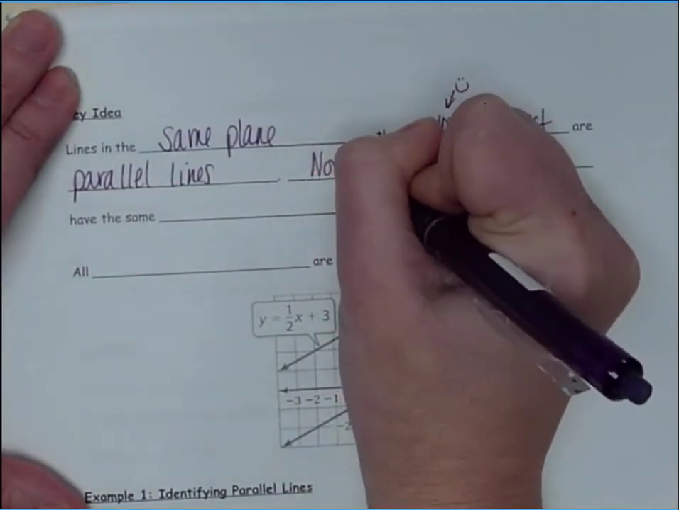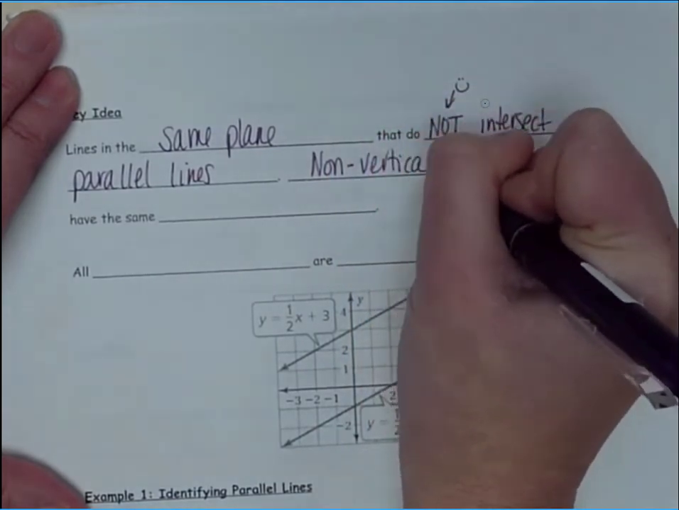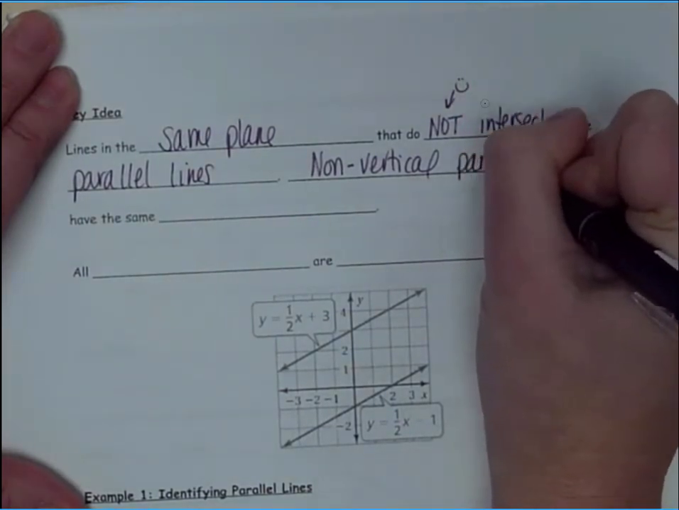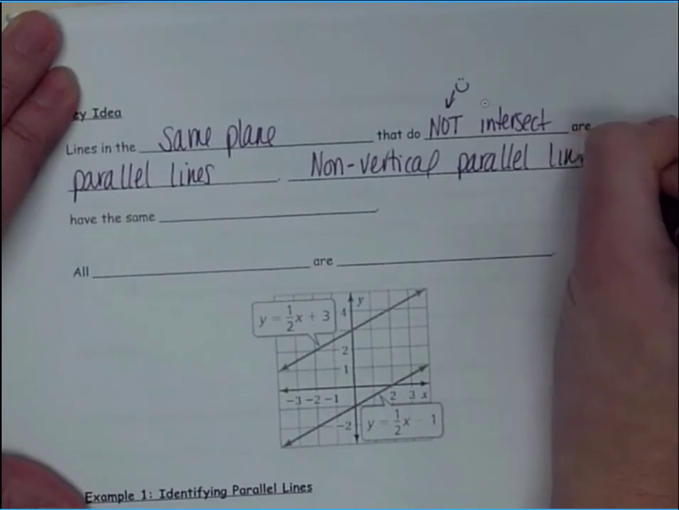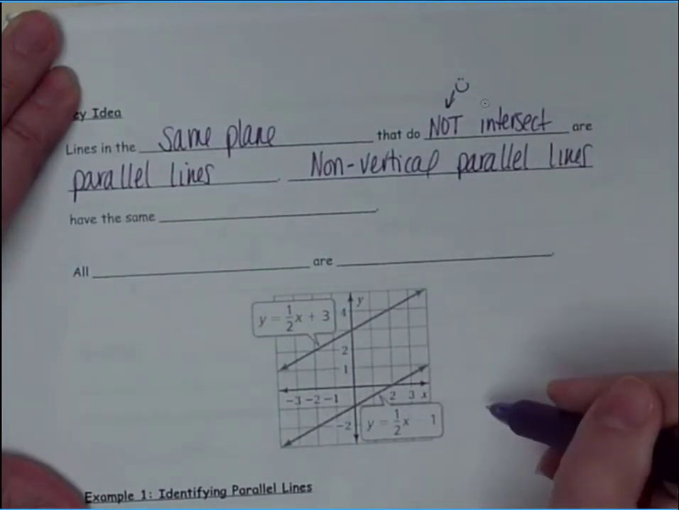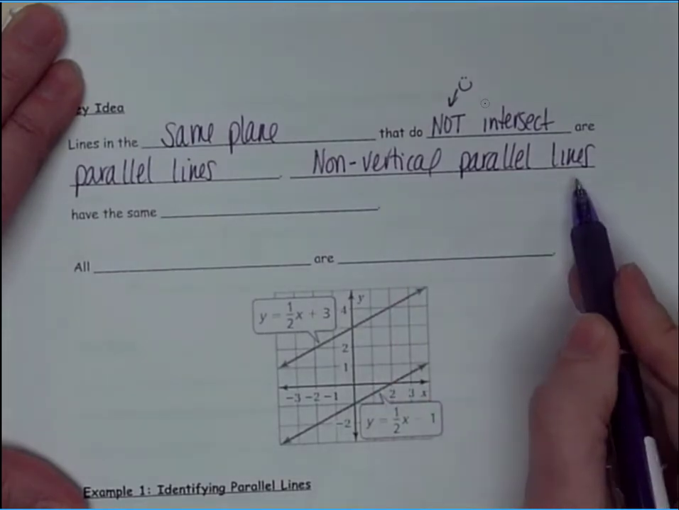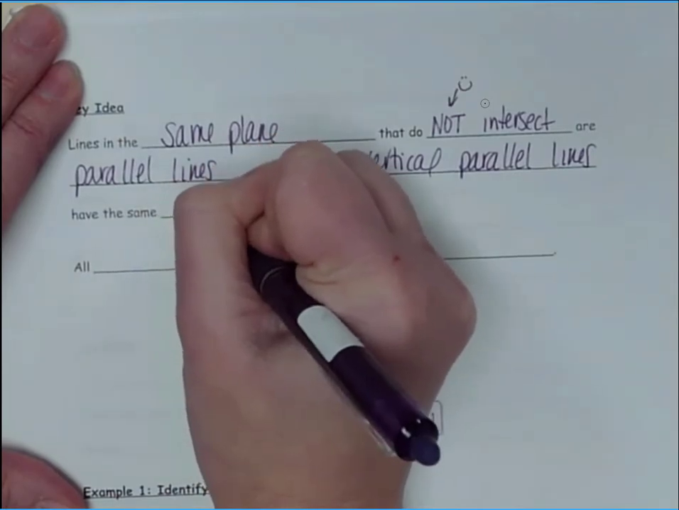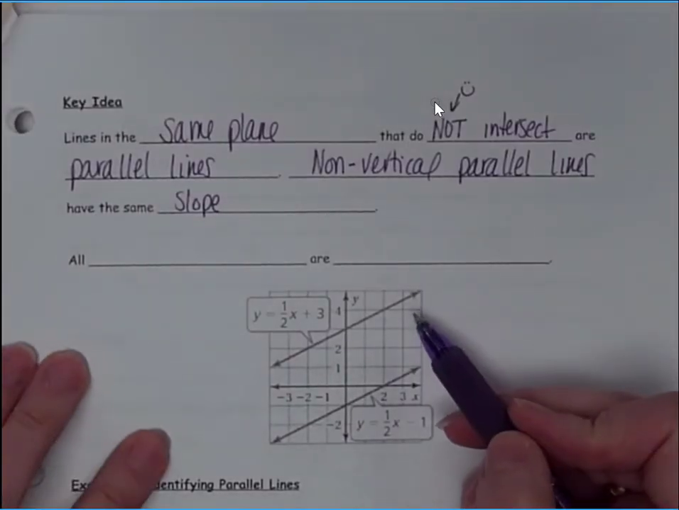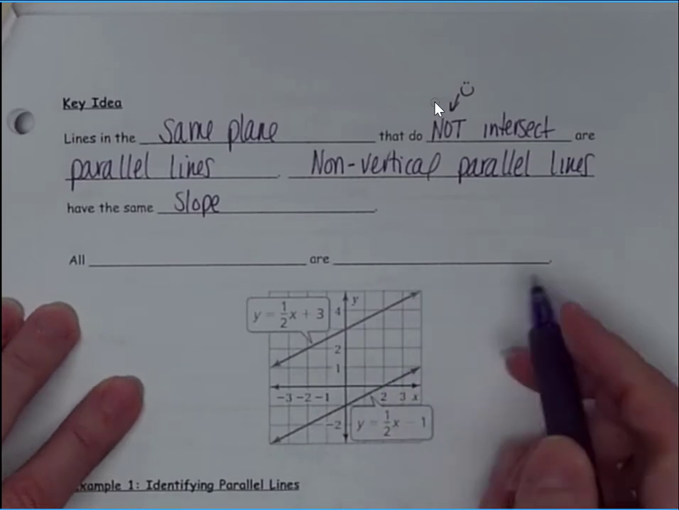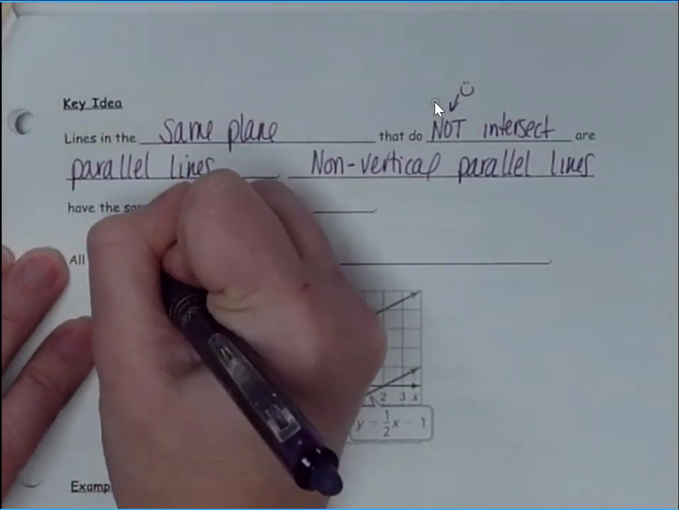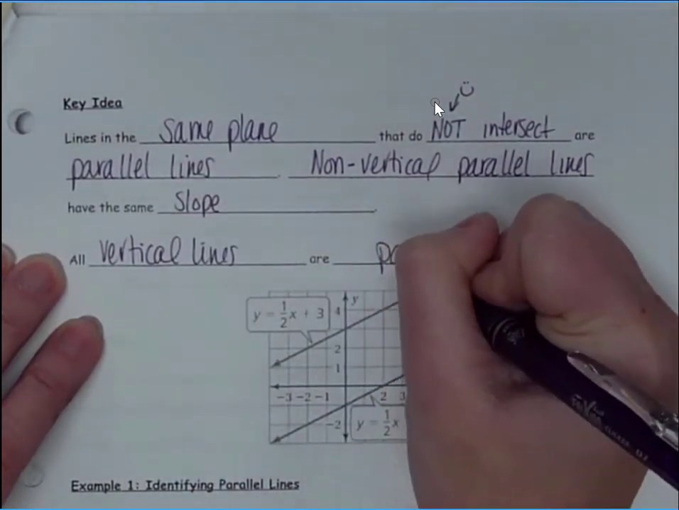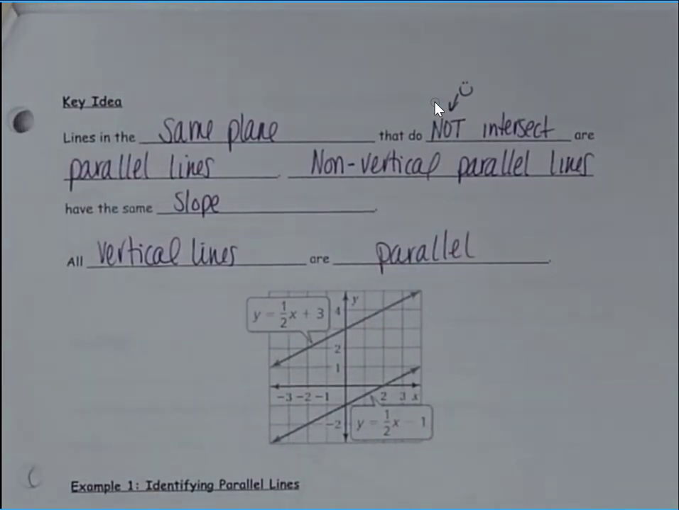Now these non-vertical, that means lines that look like this, those are vertical. Non-vertical parallel lines, vertical going this way, those slopes are undefined. So non-vertical parallel lines have the same slope. Now, if I do look at vertical lines that go like this, we do consider them parallel. So all vertical lines, even though the slope is undefined, are still considered parallel.